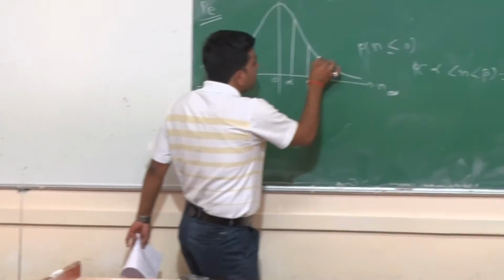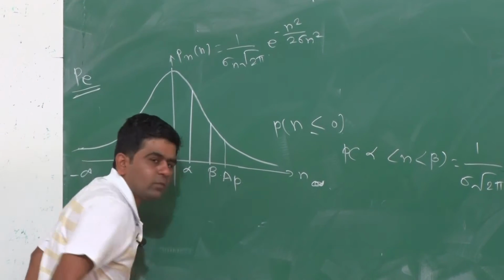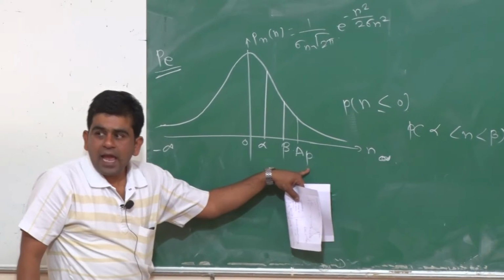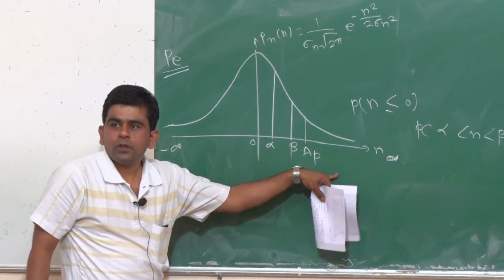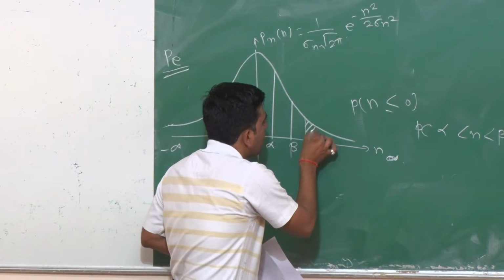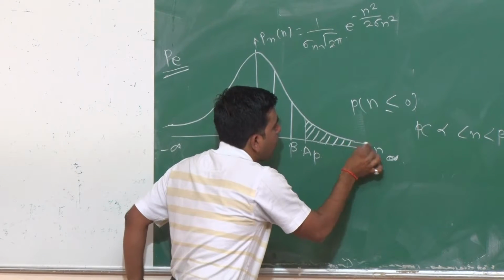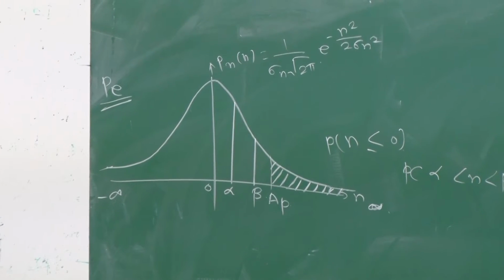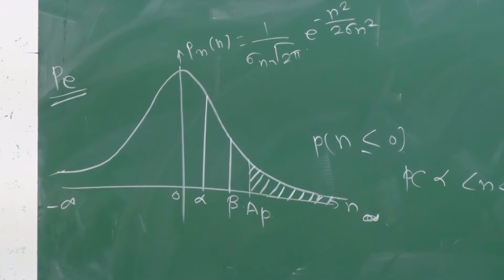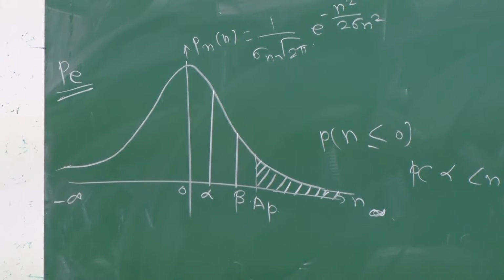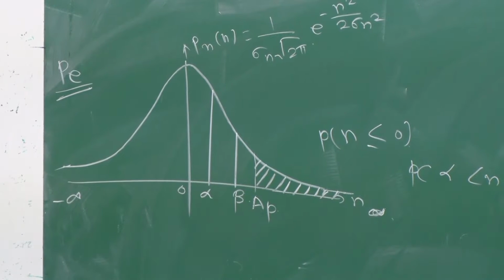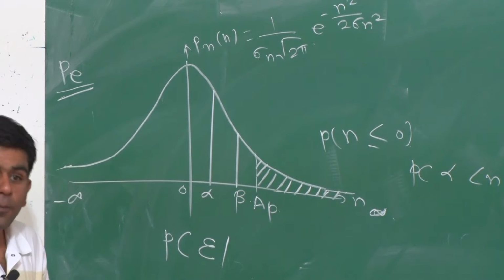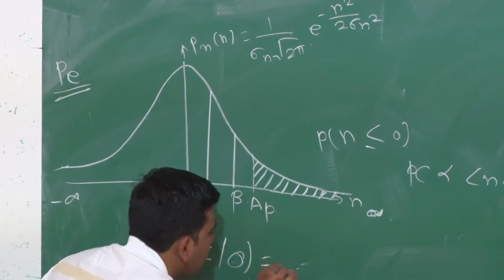Can you plot here? Suppose this is your AP. Assume that this is your AP. When N is greater than AP, can I say that this is the region where we will get an error? Yes or no? So here we can say that the probability of getting error epsilon, provided 0 is already transmitted.